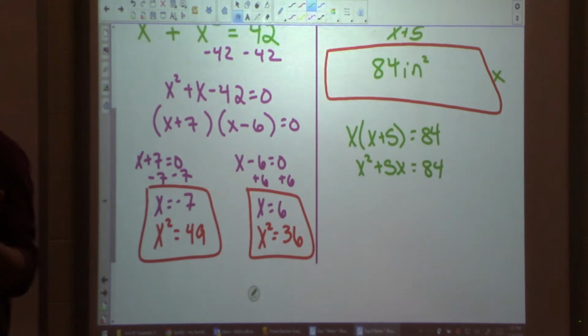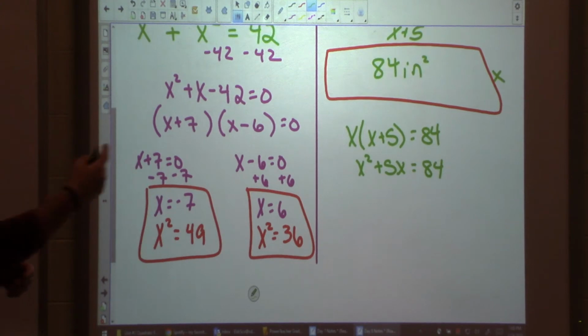Well, get it equal to 0, right? I have an x squared and an x term. So subtract 84.